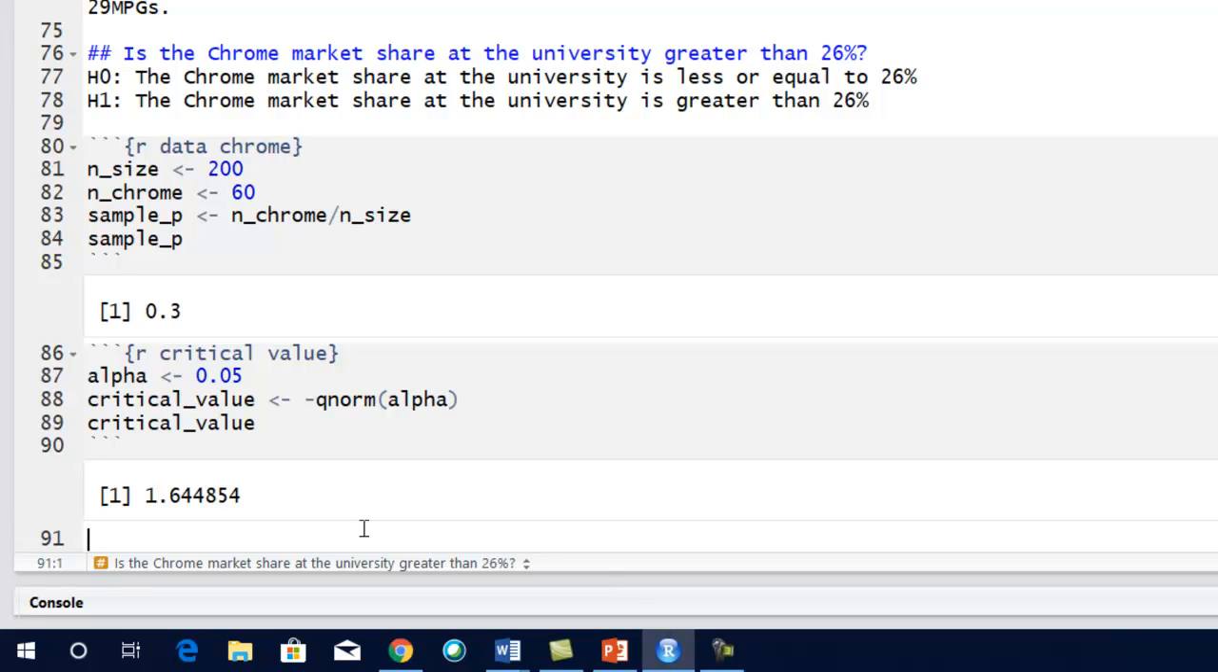So now I can calculate the test statistic.